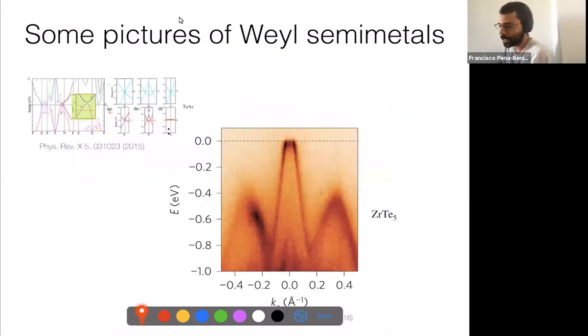Okay, that's another example. But in this case, this is zirconium pentatelluride, which is not a Weyl semimetal in the sense that the Weyl points are not split in the Brillouin zone. They're just sitting at the same point. That's what people typically call a Dirac semimetal. So in this case, this is a real picture. This is just an ARPES picture of the dispersion relation, and what you see here is precisely the valence band of the material.